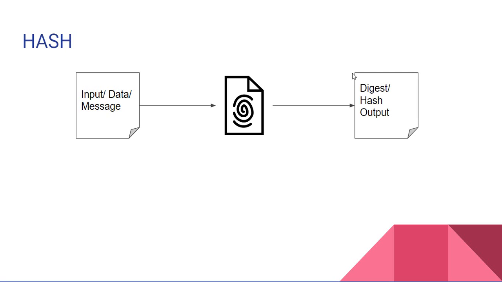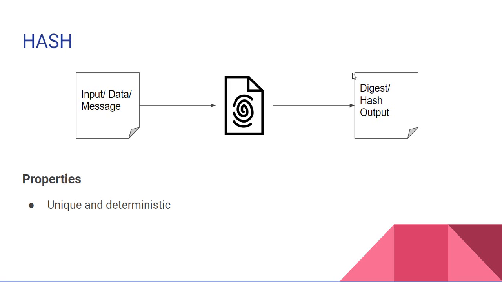as a fingerprint. So whatever is the size of data which I want to transfer, if I pass it through a hash function, it should give me a fixed length output, which is kind of a fingerprint for the data which I want to send. This is also known as digest or hash output.